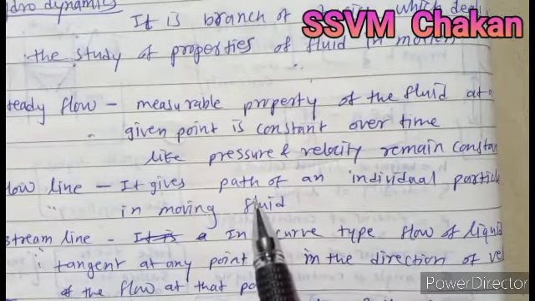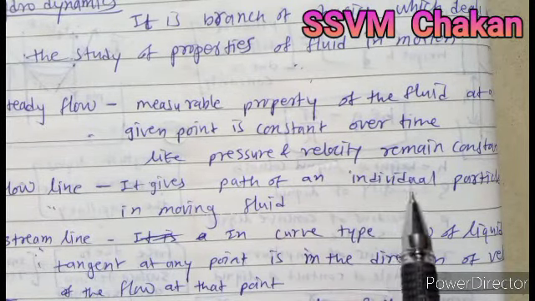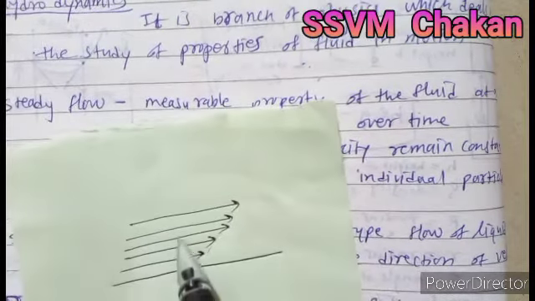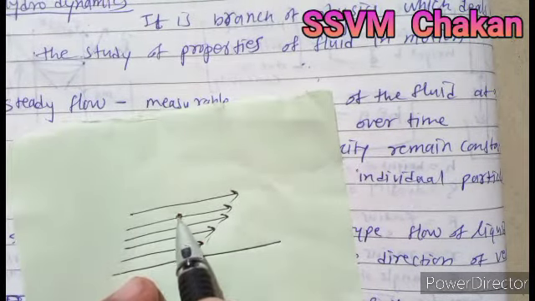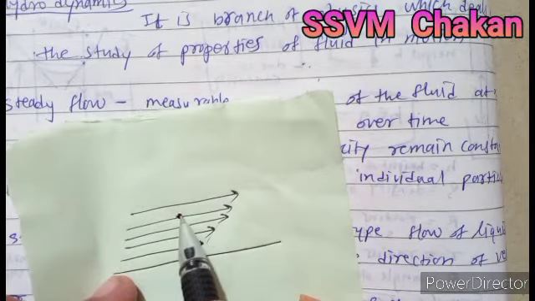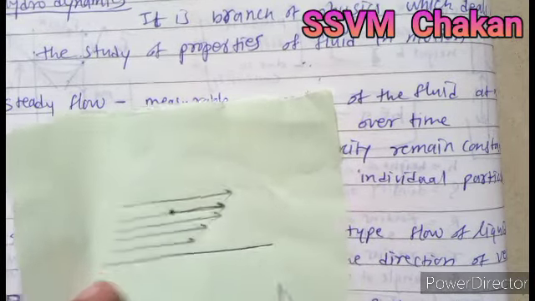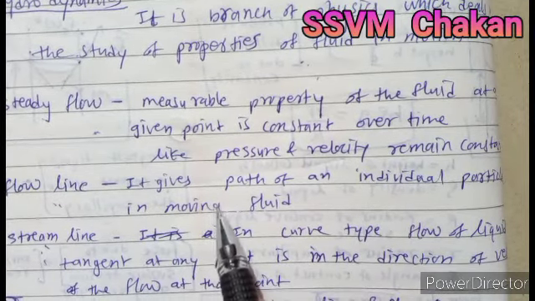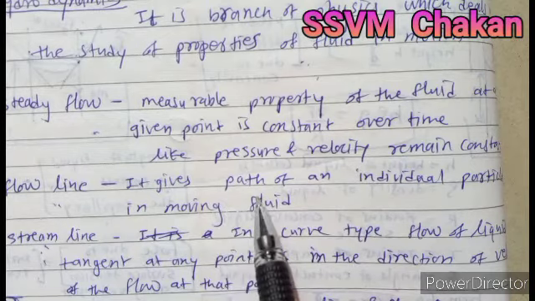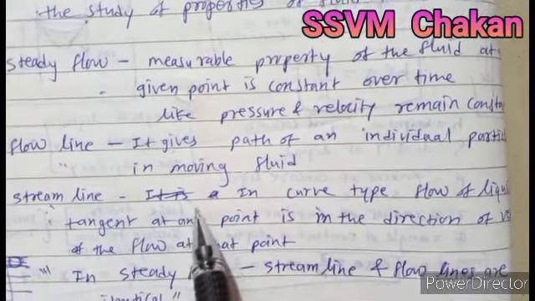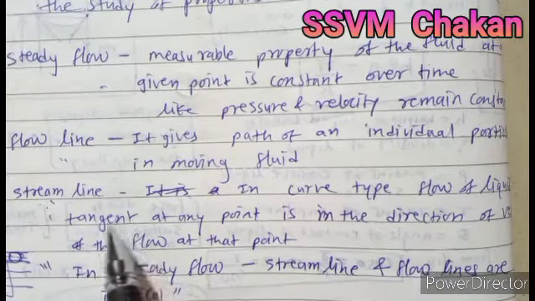Flow line. It gives the path of an individual particle in a moving fluid. If you consider a particle here and observe its path or its direction, it takes this path, and that path is called a flow line. That is a line which indicates the path of the individual particle in a moving fluid.